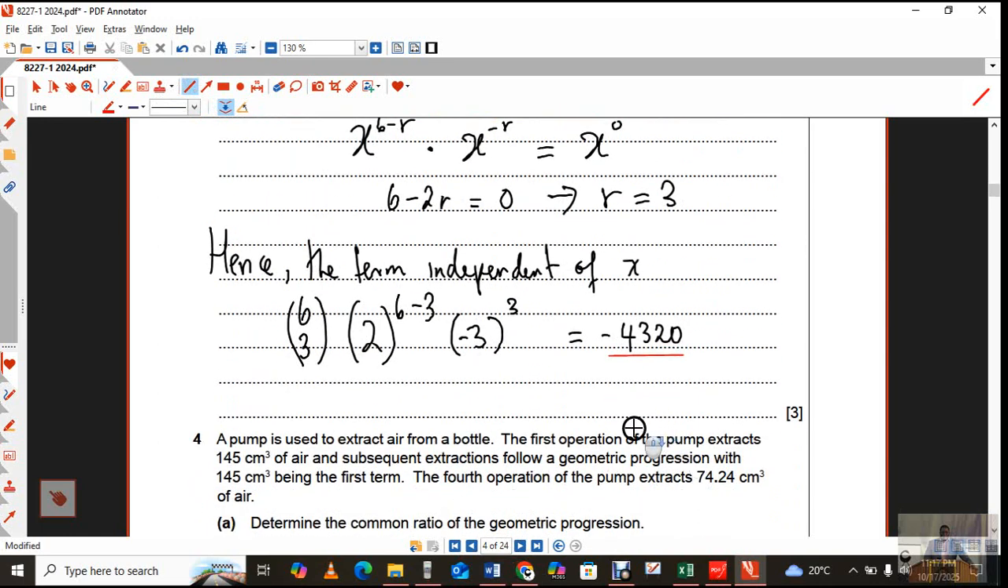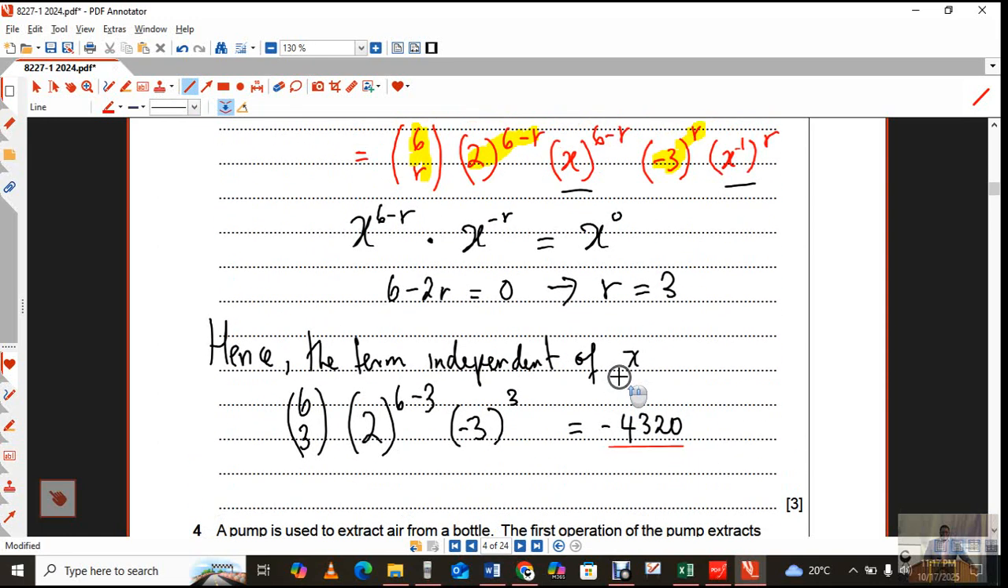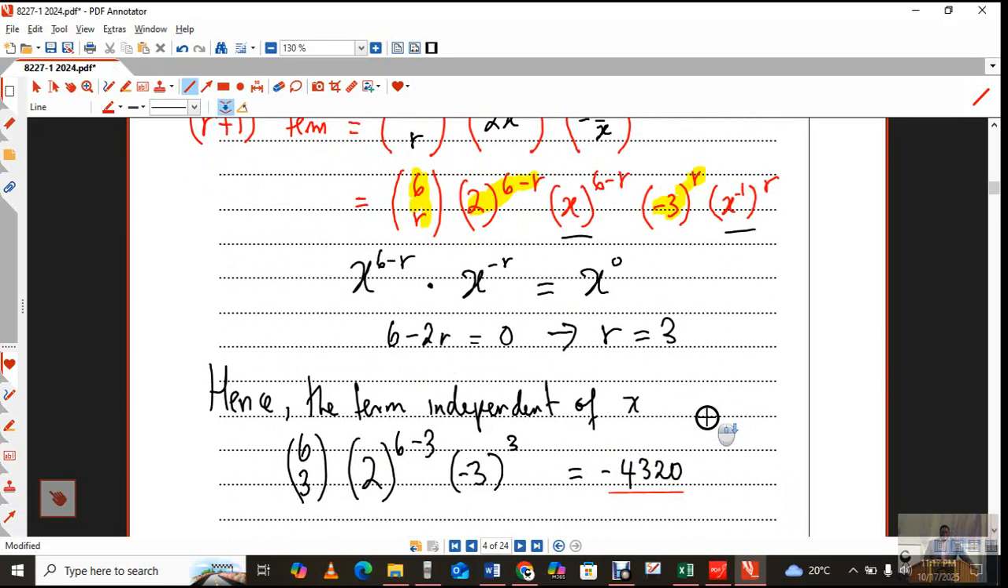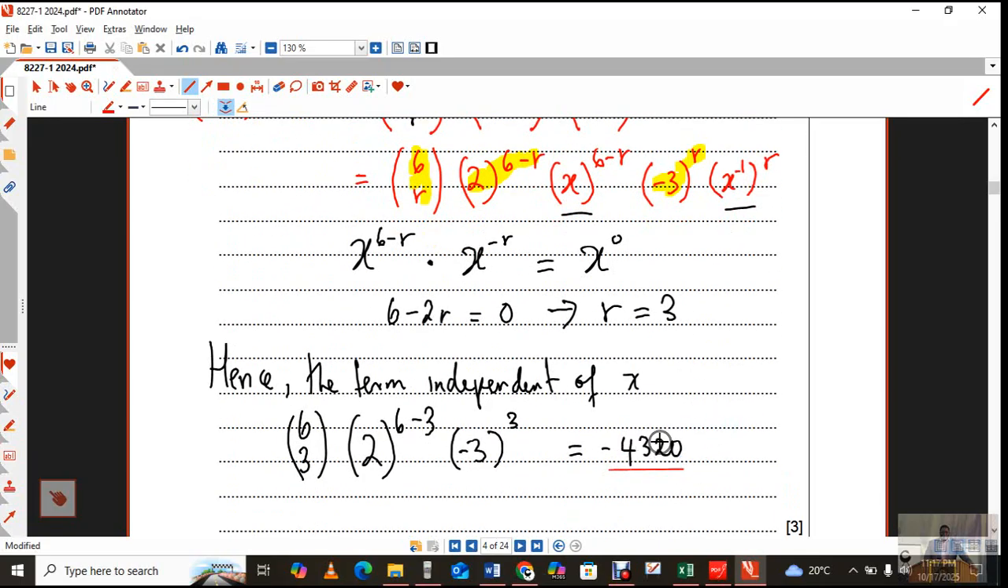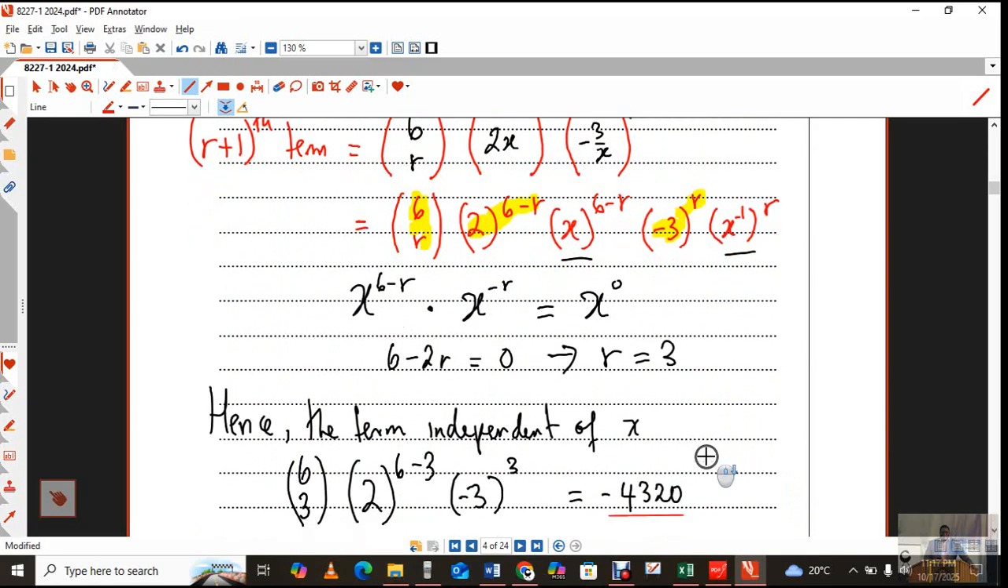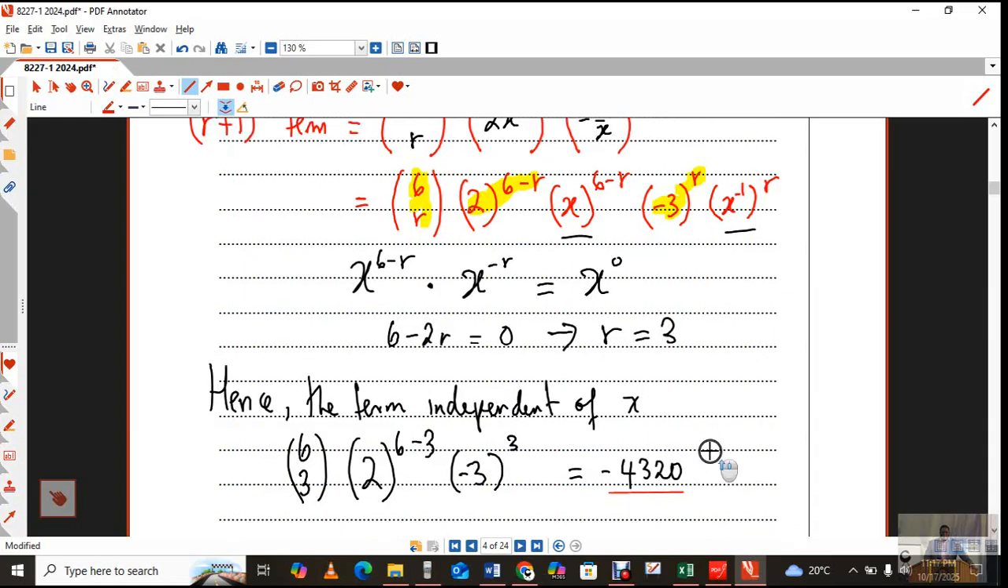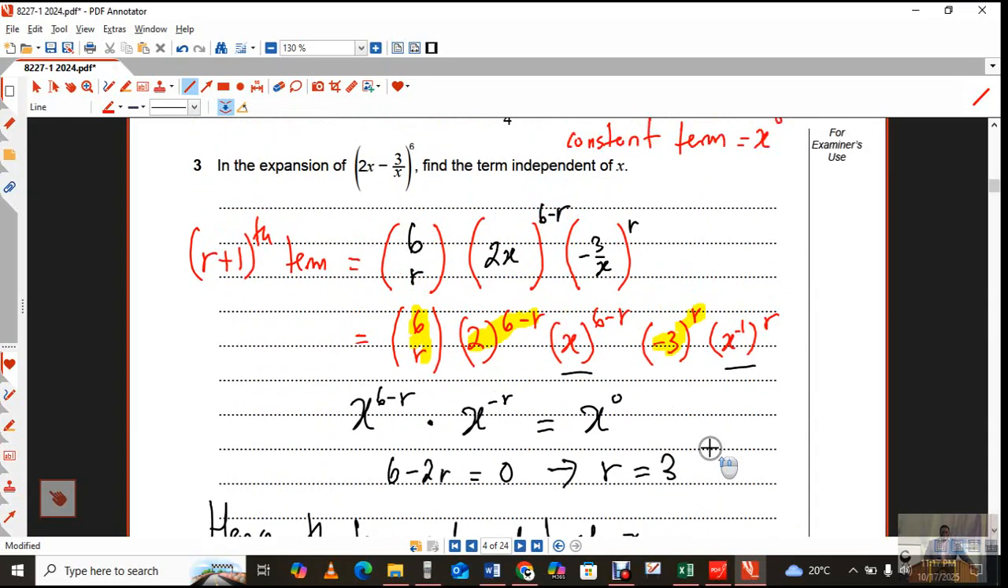Okay, and that is the constant term where x is raised to the power of 0. That's what we are looking for there. You might have a different way of calculating it. Bottom line is you're still supposed to end up with minus 4,320. That would be the term that is independent of x, or the constant term, the one that does not have an x.